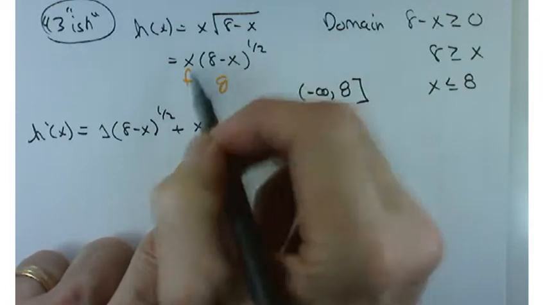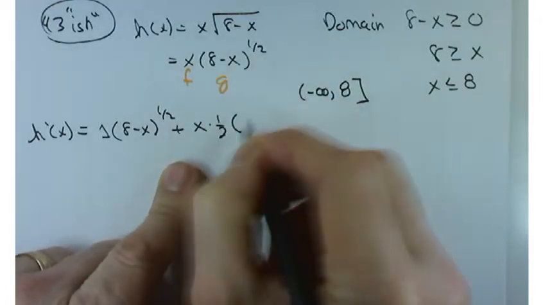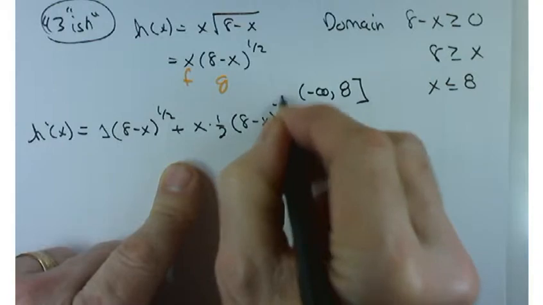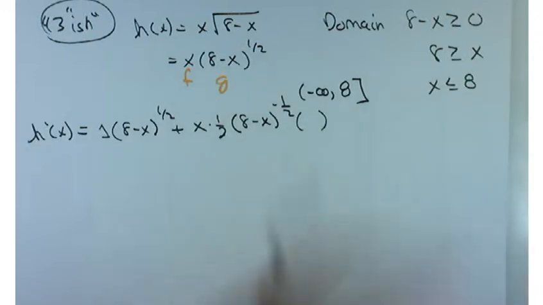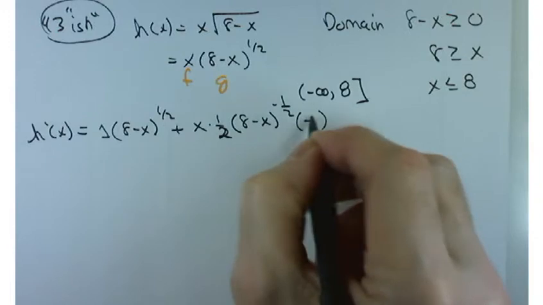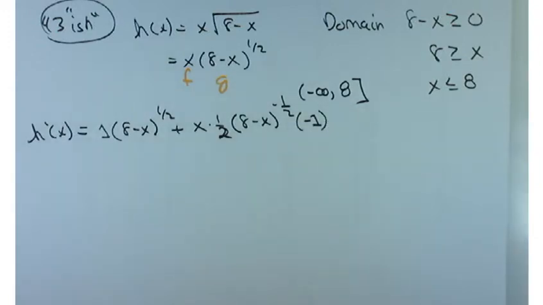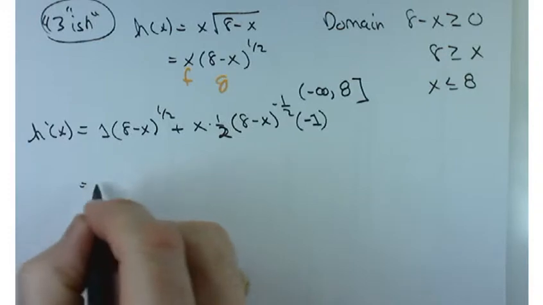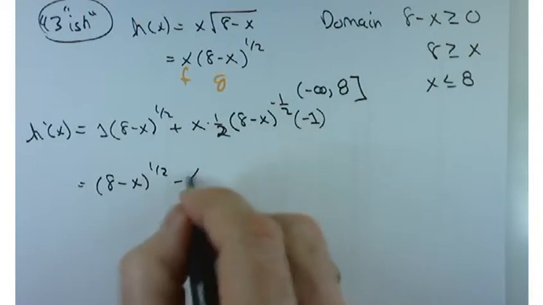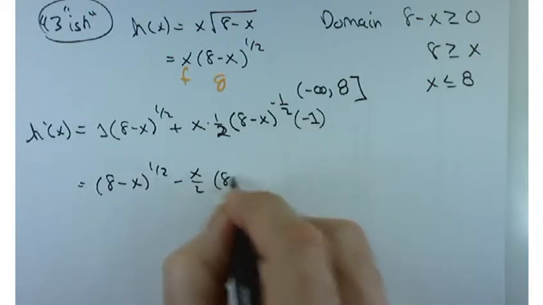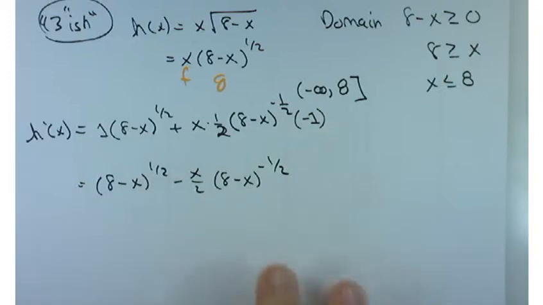So that means the 1/2 is going to come out in front. 8 minus x to the negative 1/2, right? Multiply out in front, subtract 1 here, times what? Times a negative, basically negative 1 here, because it's the derivative of the inside. So we've got the derivative of the outside times the derivative of the inside. Let's clean this up a little bit. That's 8 minus x to the 1/2, minus x over 2 times 8 minus x to the negative 1/2.